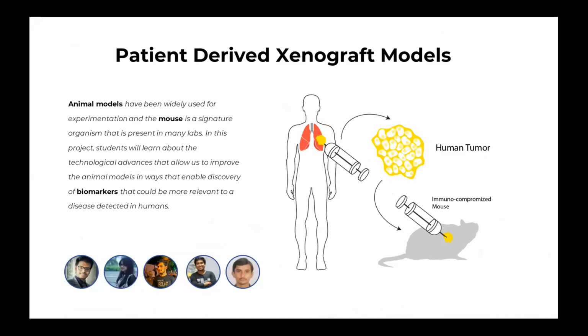So we have different projects which I described. One of the projects is patient-derived xenograft models, where animal models have been widely used because they have been used for generating a lot of data. From there, we started the discovery of biomarkers for breast cancer. This was one of the projects that is available on the platform. We'll be doing all those in much more detail throughout this program once we start working on the data.